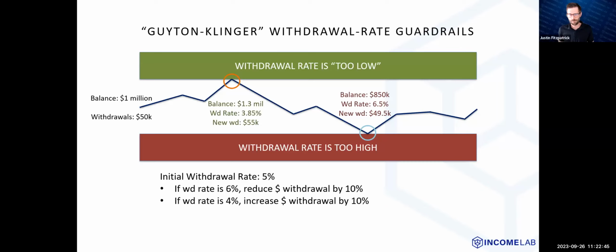Time goes on further, balance goes up and down. Eventually the balance hits 850,000. My withdrawal rate is 6.5%. That's 55,000 divided by 850. And so I'm going to reduce my spend now by 10%. You could have multiple increases, you could have multiple decreases. This is just the way things work along the way.